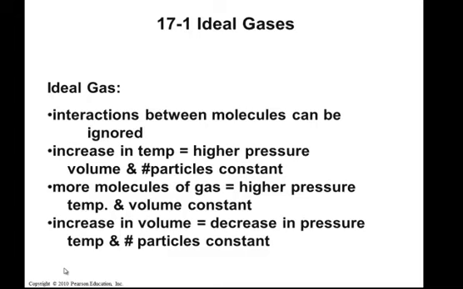For an ideal gas, the interactions between the molecules can be ignored. So that means we're going to assume that there's no attractive or repulsive forces between those molecules. And if there's an increase in temperature, that's going to result in a higher pressure because the particles are going to be moving faster, crashing into each other more often, therefore creating a higher pressure. And that's if the volume and the number of particles is constant.